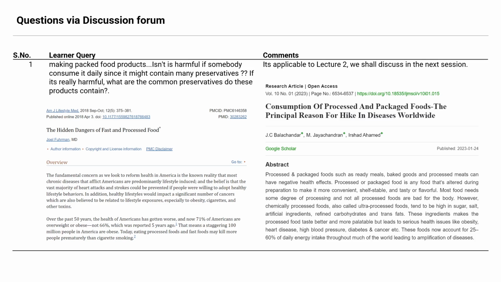So, consuming packaged food daily has a high health risk involved. What I have presented here is some brief snippets of the various research papers which have been published highlighting the dangers of consuming fast and processed and packaged food. So if you see, these ingredients make the processed food taste better and more palatable, but lead to serious health concerns including obesity, heart diseases, high blood pressure, diabetes, and cancer.